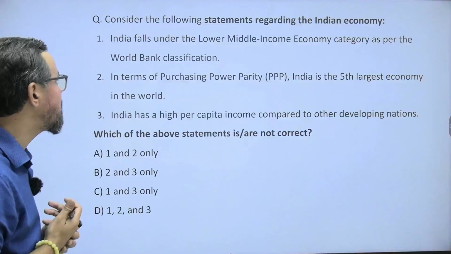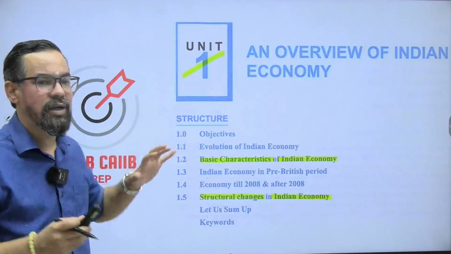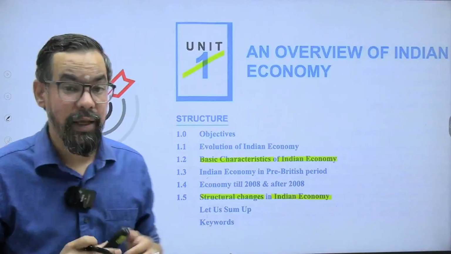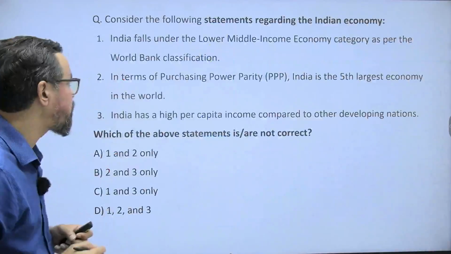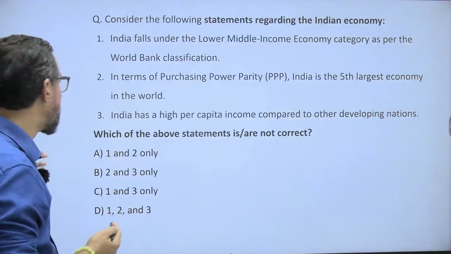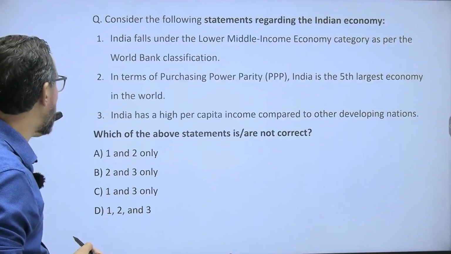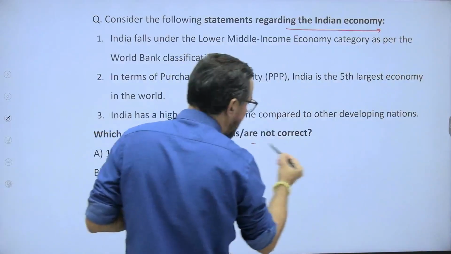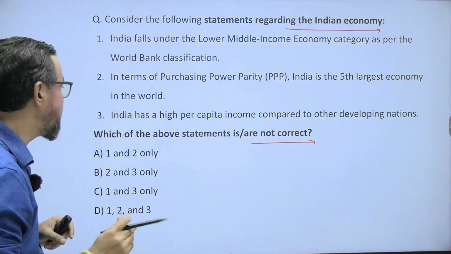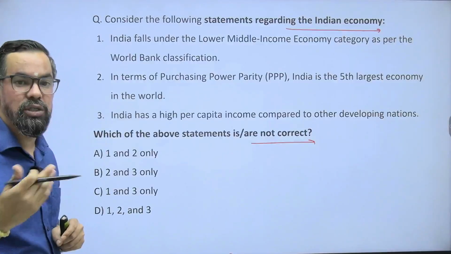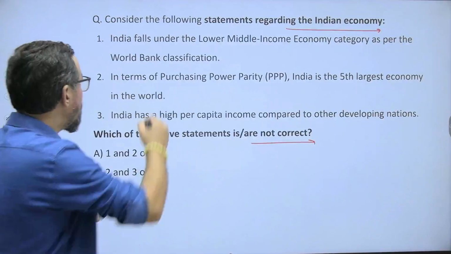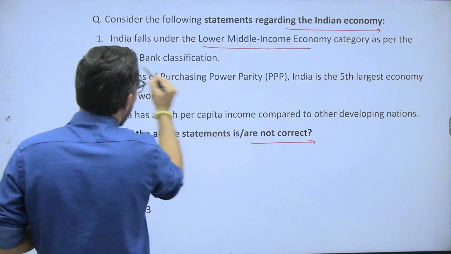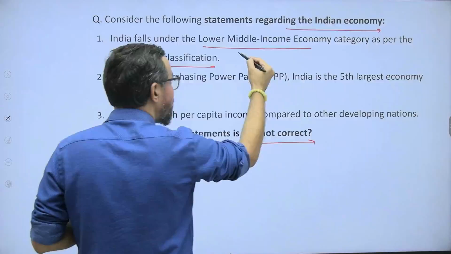The first unit is all about the introduction to whatever you are going to study in the remaining 10 units. You can expect this kind of question. The question is: consider the following statements regarding the Indian economy and find out the incorrect statement. We have been given 3 statements, and this question is most probably for 1 mark. India falls under the lower middle income economy category as per the World Bank classification. The first statement is 100% true.